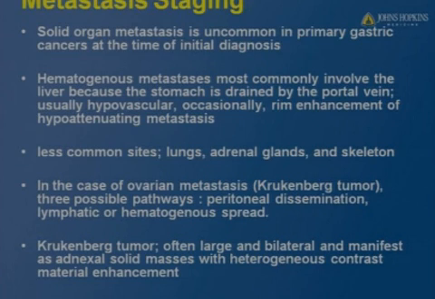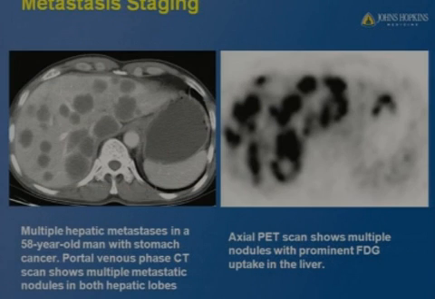There is a special name when there are ovarian metastases. They're called Krukenberg tumors. It doesn't have to be only peritoneal dissemination, but it can be disseminated lymphatically or hematogenously. They are usually large bilateral adnexal solid masses with heterogeneous contrast material enhancement. Here you may see lots of cystic lesions.